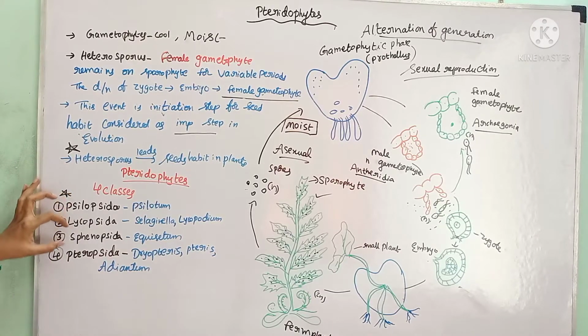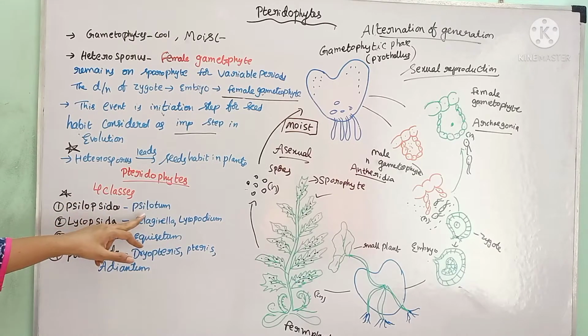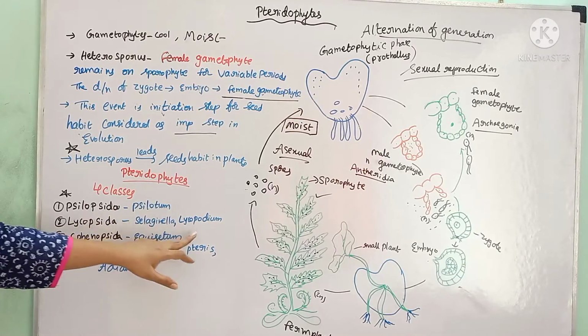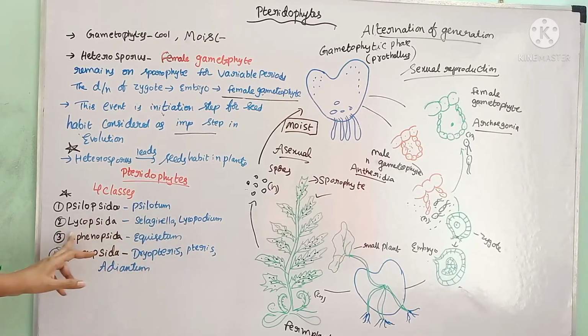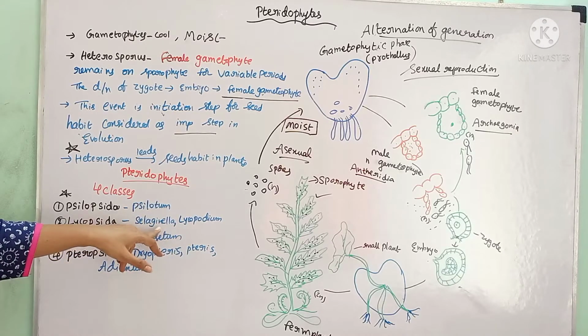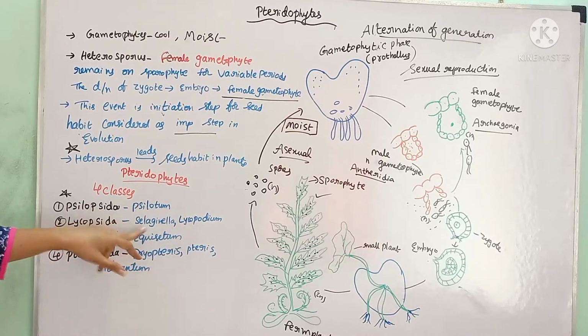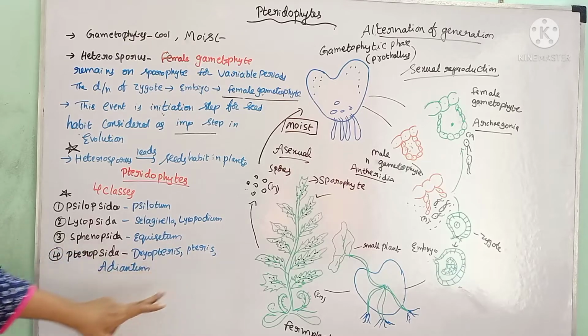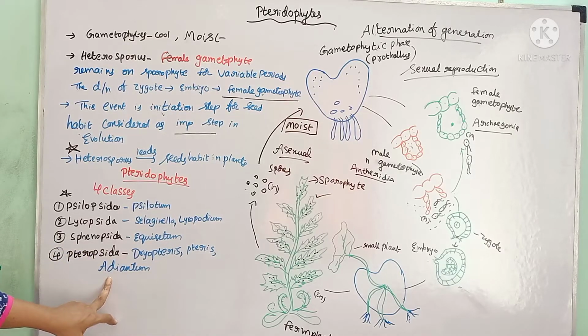Coelopsida, Lycopsida, Cynopsida and Pteridopsida are the four classes. Examples for these: Coelopsida example is Coelotum, and Lycopsida example is Selaginella and Lycopodium. You need to remember Lycopsida examples Lycopodium and Selaginella. Cynopsida example is Equisetum. Pteridopsida examples are Bryopteris, Pteris and Adiantum. These are some of the examples of pteridophytes.